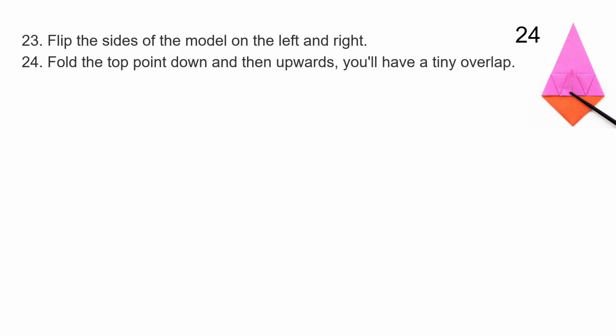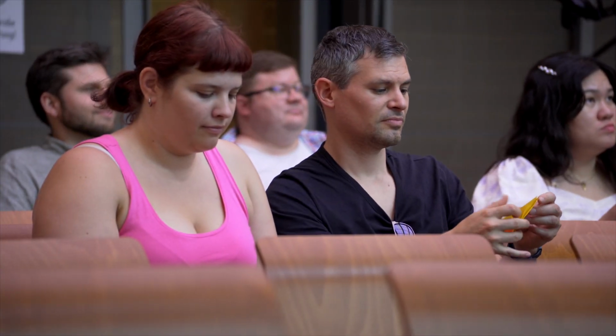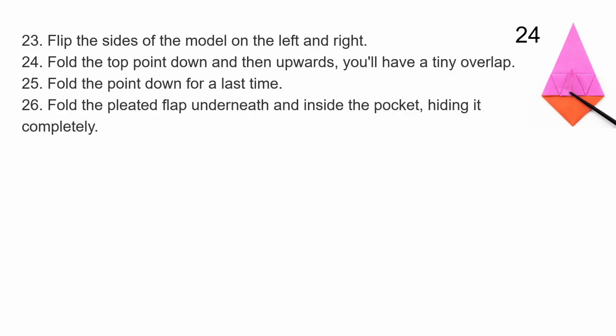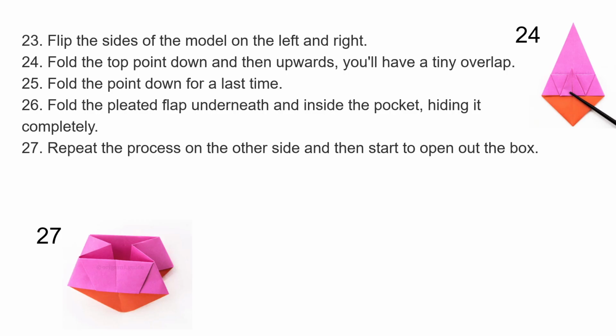And now you will fold the top point down and then upwards. And you have a tiny overlap, so you can see over there. So you fold that down and then up, and then you have a little bit of a tip there. And then you fold that down to meet the bottom line. And then you fold that flap under the pocket. So that pocket over there, you're going to put everything in. Okay, and now you repeat the process on the other side, and you should find something like that.